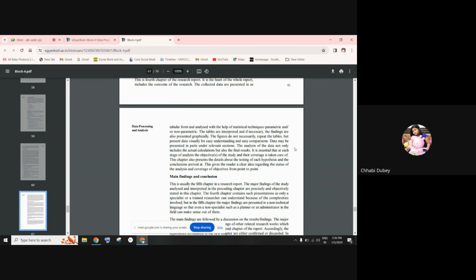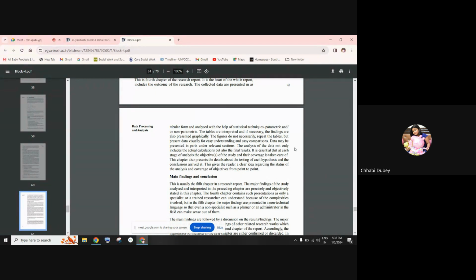But if you're looking at a person who is not trained in statistics, or if you want to show it to a beginner or a layman, then in that case you have to write about the major findings in non-technical language, so that it can be easily understood by people who are not very good at statistical analysis.